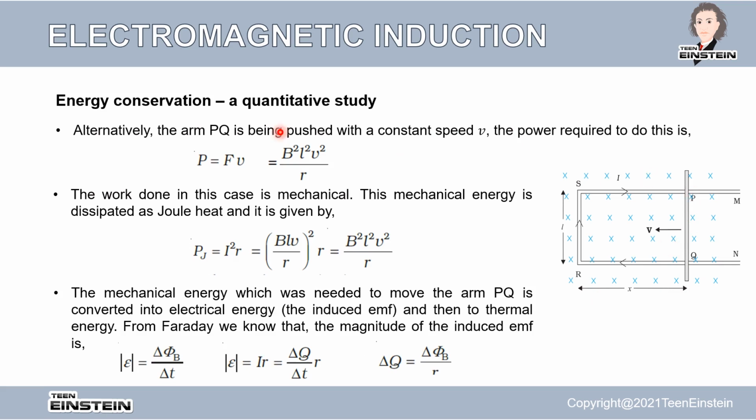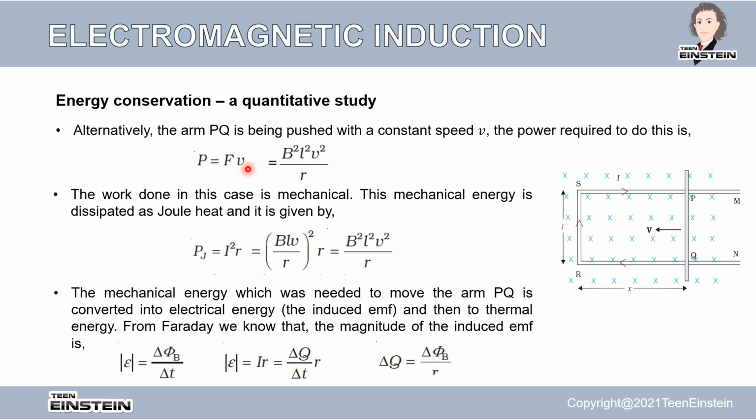Alternatively, the arm PQ is being pushed with a constant speed V. The power required to do this is, so there is a force acting to the left. That's why it is moving. So what is the power associated with it? It will be force multiplied by velocity. See, energy is force multiplied by the distance, and power is energy by time. So if you look at this, then it should be Fx divided by t. X by t is nothing but V. So we are taking F into V.